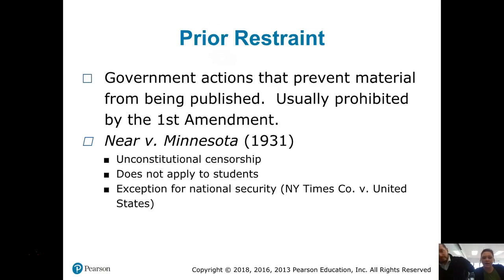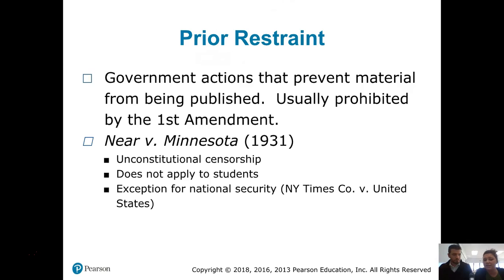Okay, so government actions that prevent material from being published are usually prohibited by the government. This is prior restraint. It is not allowed, but it's the idea that the government somehow takes action before material is published to censor that material. In most cases, that is prohibited by the First Amendment. Obviously, we have freedom of press.